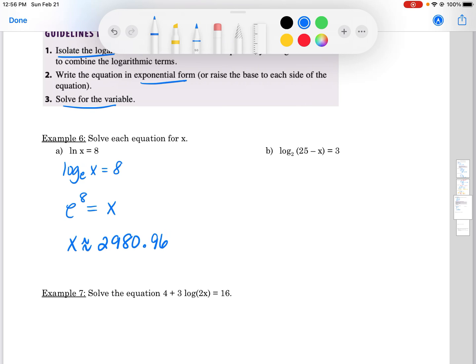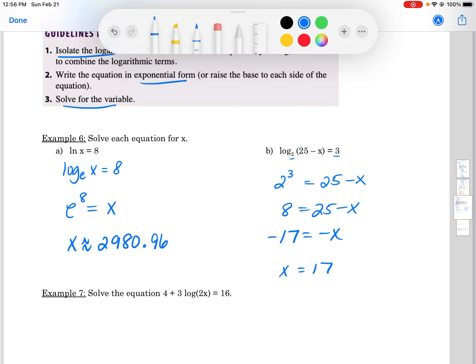All right, for the next part, same kind of concept here. So I'm going to rewrite this. That's 2 to the 3rd power is equal to 25 minus x. And then we just want to solve for x here. So that's 8 equals 25 minus x. I'm going to subtract 25 from both sides. So I'm going to get negative 17 equals negative x, or x equals 17.